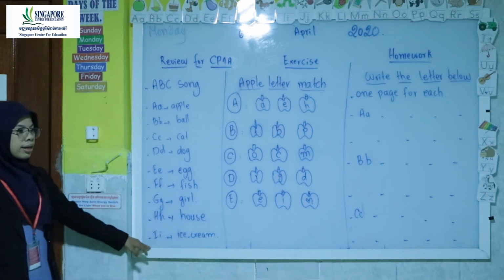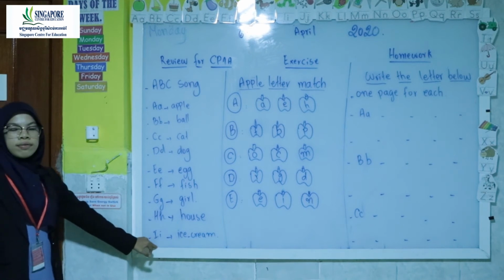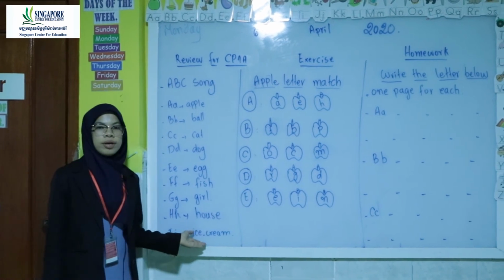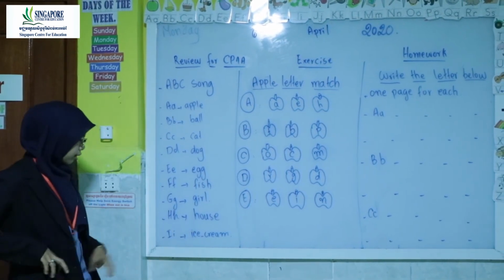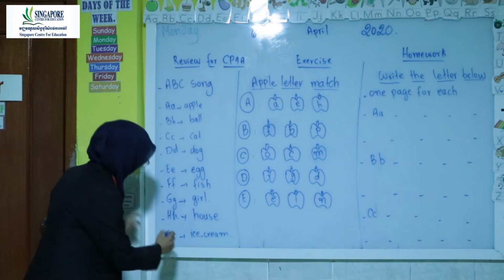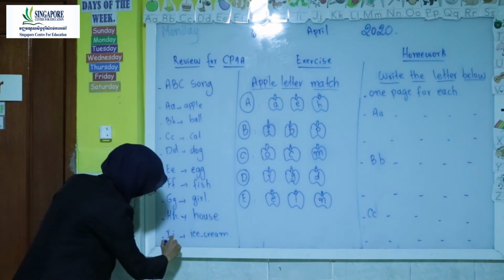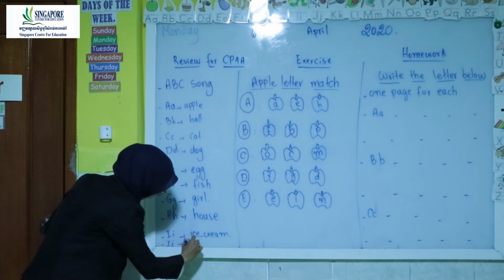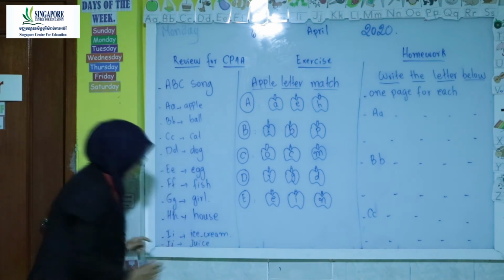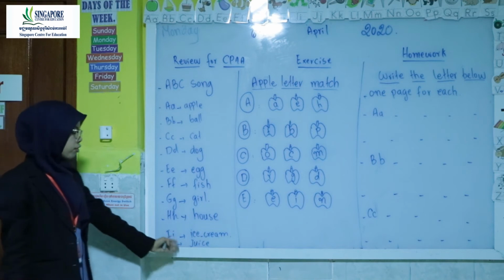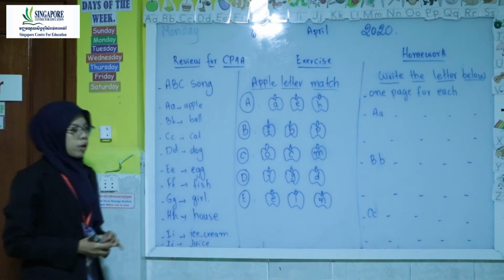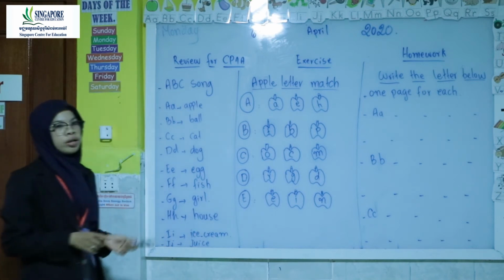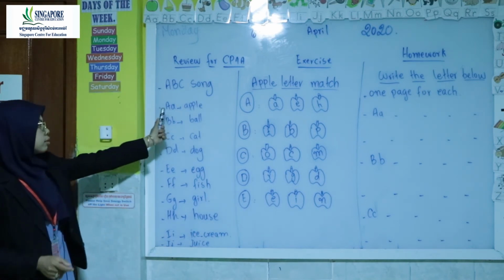The last one, letter I for ice cream. Again, please. Letter I for ice cream. Oh, I forgot letter J. Letter J for juice. Again, please. Letter J for juice. One more time, please read loudly together. I will point for you. 1, 2, 3.